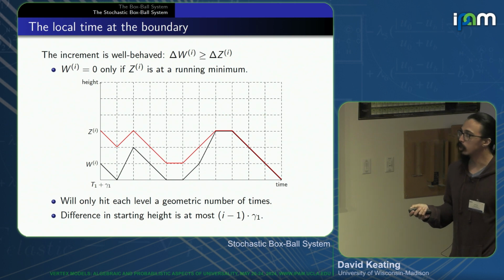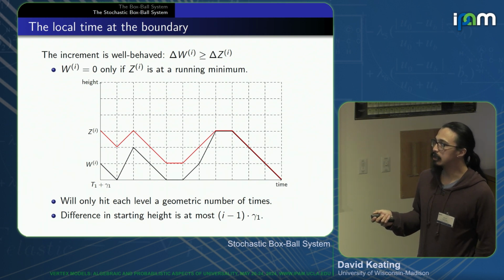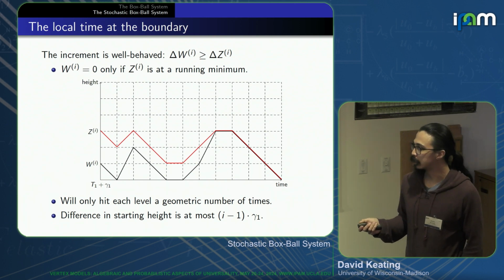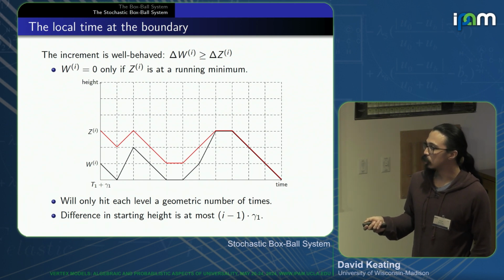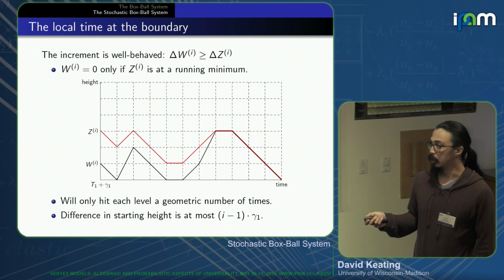So what you can show is that because the increment is well behaved, if Wi is at 0, then Zi has to be at its running minimum. So for example, if this is what the spacings look like at time T1 plus gamma 1, Wi goes down and hits 0. Zi goes down as well because the increments are well behaved under this coupling. So it's at its running minimum.